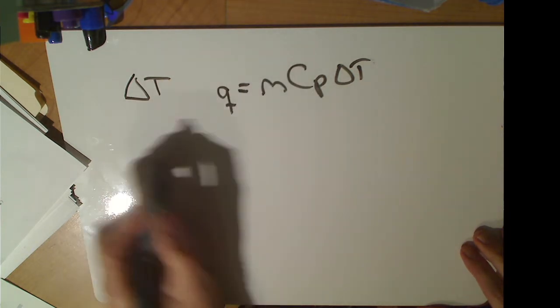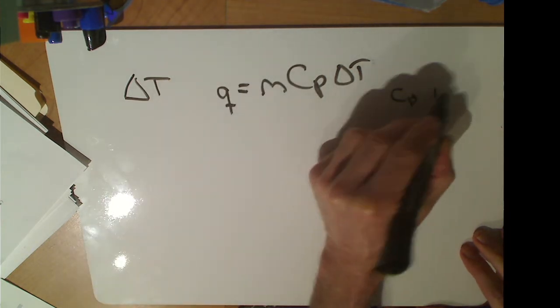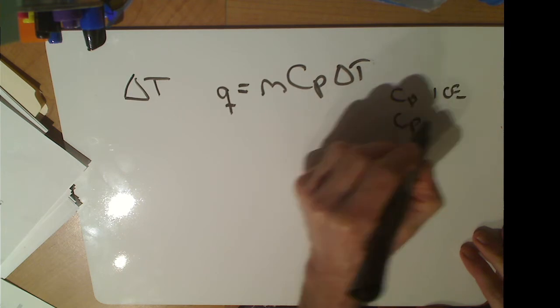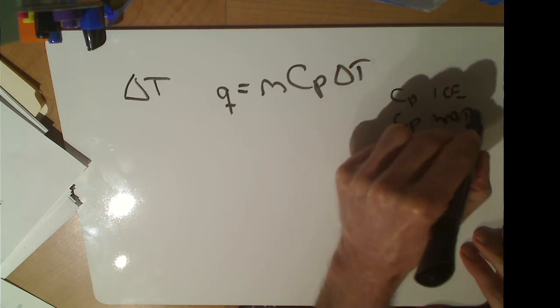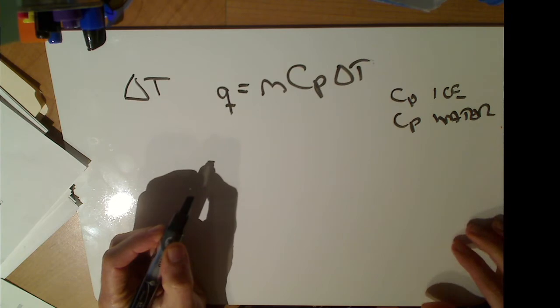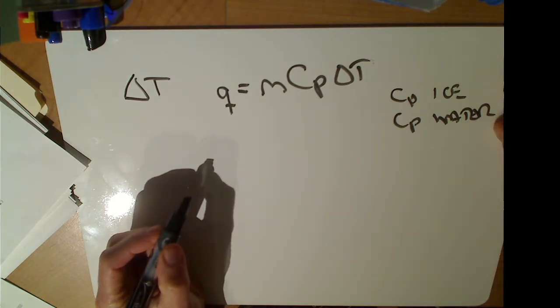You'll also notice that there is a Cp for ice, and there is also a Cp for water, and they are not the same because it takes a different amount of energy to get the molecules jiggling faster in ice than it does the amount of energy it requires to jiggle the molecules faster in water.